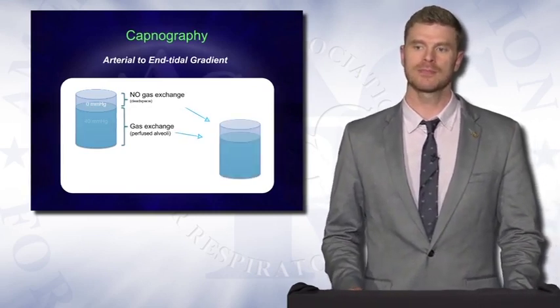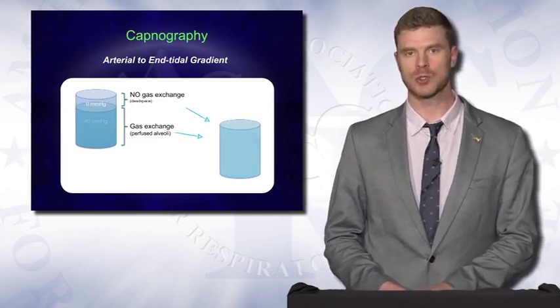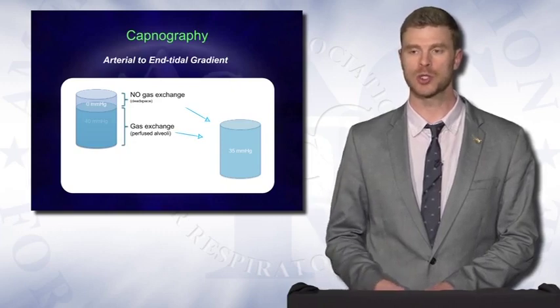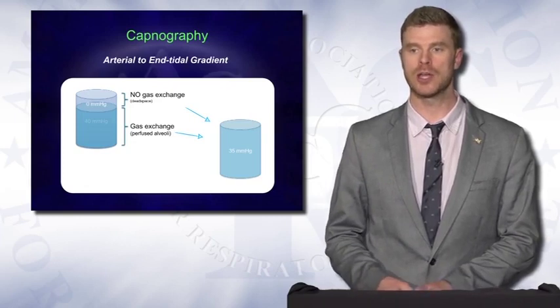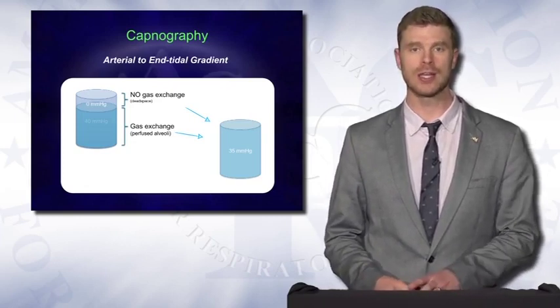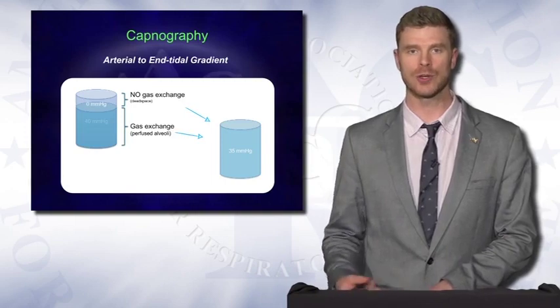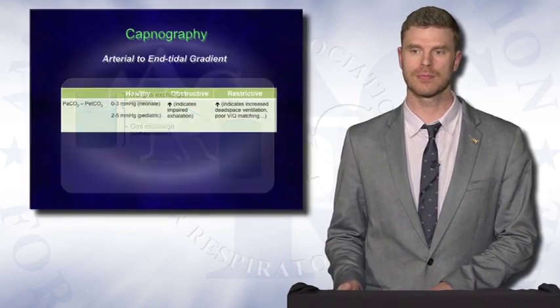What happens is that the gradient between the arterial and what we actually measure in the end tidal CO2 is increased, and the partial pressure of CO2 is going down. An important note is that patients who have increases in the proportion of dead space in their breath will have a larger increase in that gradient.